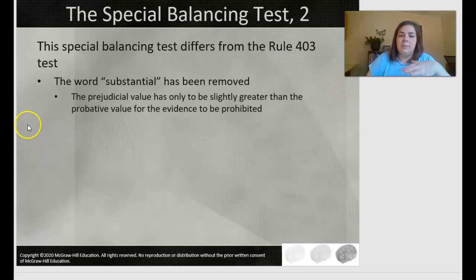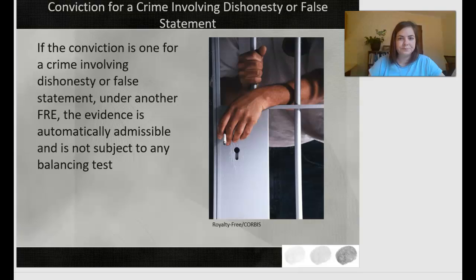And this differs from the general 403 because we have the substantial. The prejudicial value can be slight and still be excluded here.